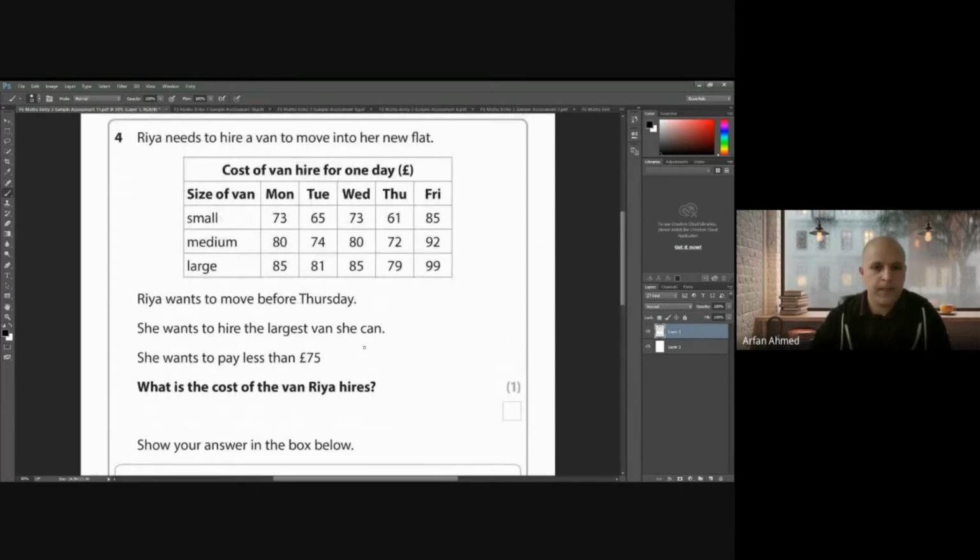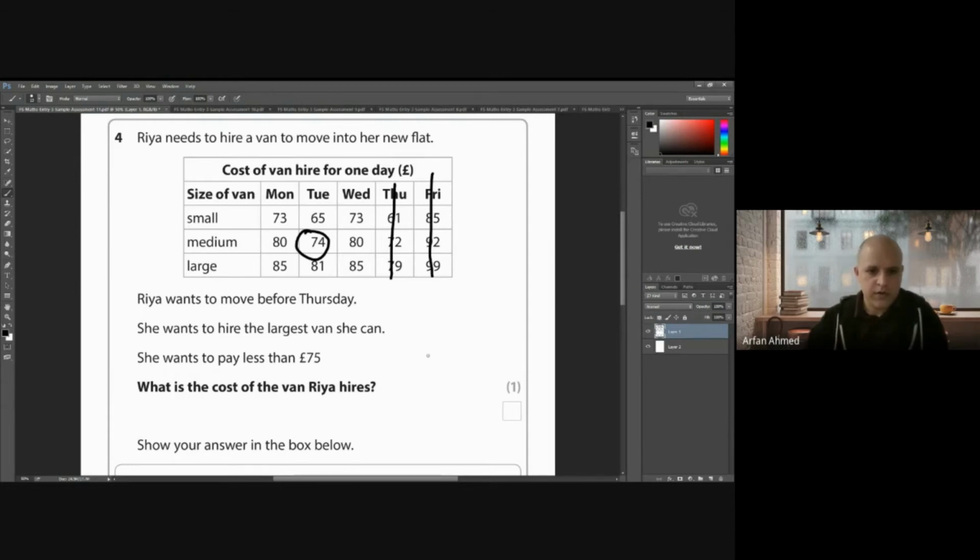Okay. So we can completely ignore this. Has to be before Thursday. In fact, we can ignore that as well. Has to be before Thursday, so it can't be on Thursday. So it's either Monday, Tuesday, Wednesday. She wants to hire the largest van. Okay, that's fair enough. Pay less than £75. Right. So could be any of those. Could be that one. Yeah, there you go. That's the only one. That's the biggest one that she can hire.